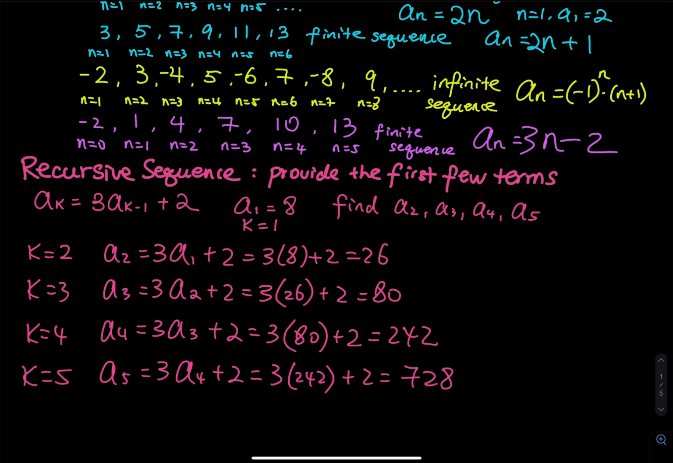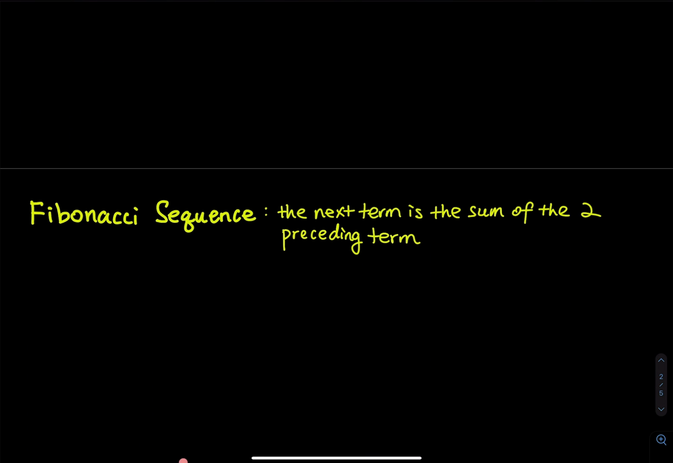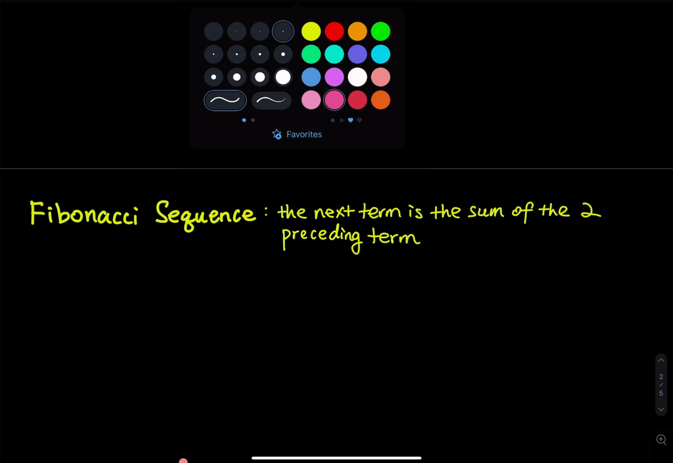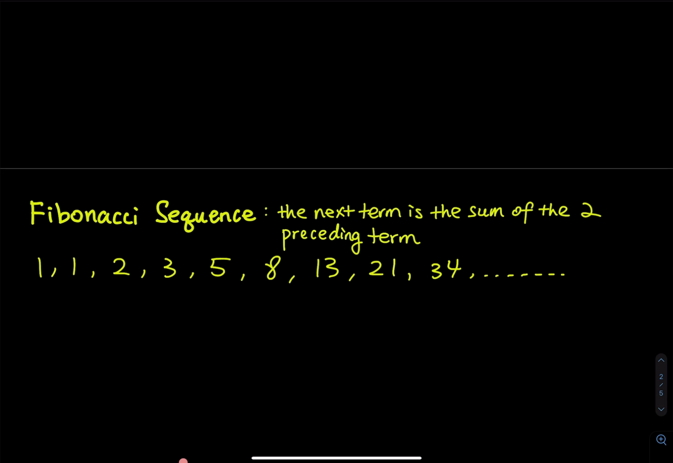All right, so moving on, we have a very famous sequence called the Fibonacci sequence. In the Fibonacci sequence, the next term is the sum of the 2 preceding terms. So here is an example. Let's say we have 1, 1. And then what about the next term? The next term is the sum of the 2 preceding terms, which is 2, and then 1 plus 2 is 3, 2 plus 3 is 5, 3 plus 5 is 8, 5 plus 8 is 13, and then 8 plus 13 is 21, 13 plus 21 is 34, and so on and so forth. So this is a Fibonacci sequence.